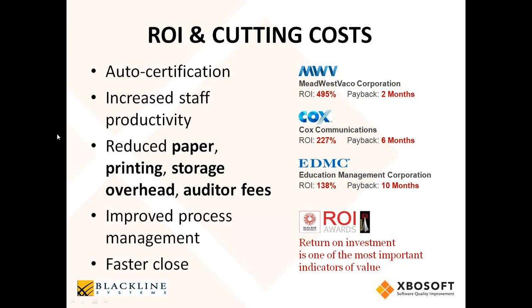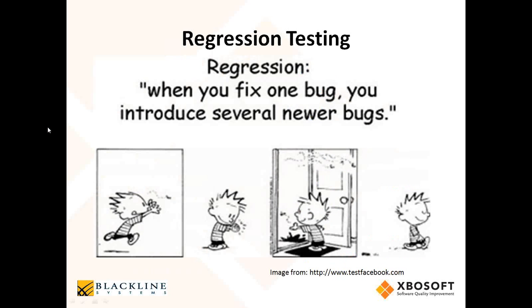Here's just a couple of examples of some ROI. We had an independent company come in and do ROI studies, and for example, we have Midwest Vaco with ROI of 495% in the first 2 months. Cox Communications 227%, and EDMC 138% in 10 months. So they reduce paper. There's no more binders. There's no more storage. Accuracy, visibility. I keep saying it. The process is improved, and a much faster close. Next slide.